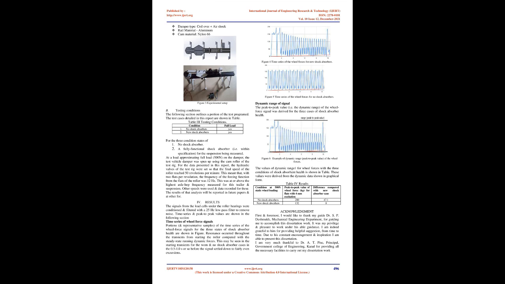B. Testing conditions. The following section outlines a portion of the test programme. The test cases detailed in this report are shown in the table. Table 3: Testing conditions. Condition: full load. 1. No shock absorbers. Yes. 2. New shock absorbers. Yes. For the 3 condition states of 1. No shock absorber. 2. A fully functional shock absorber, i.e. within specification, for the suspension being measured.